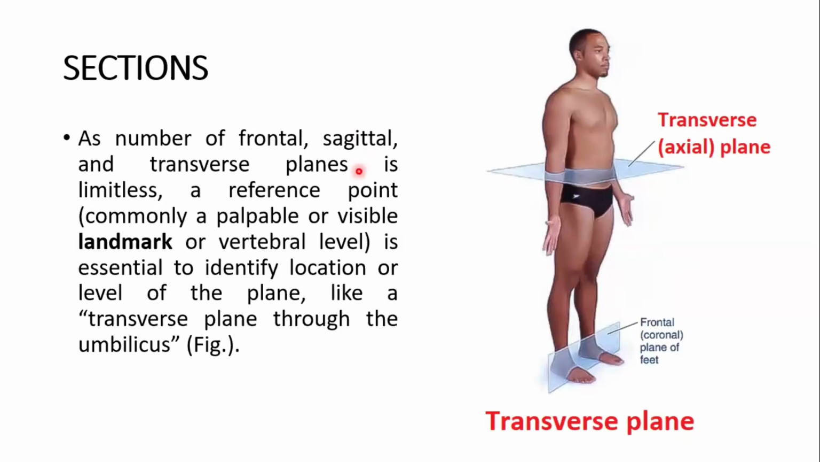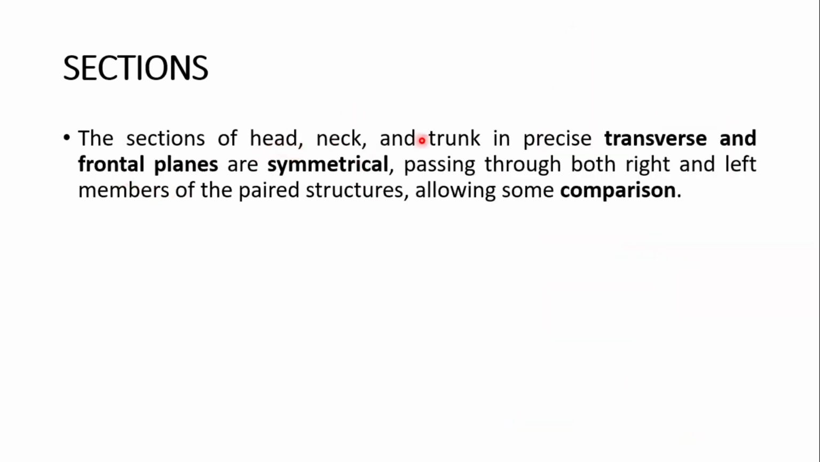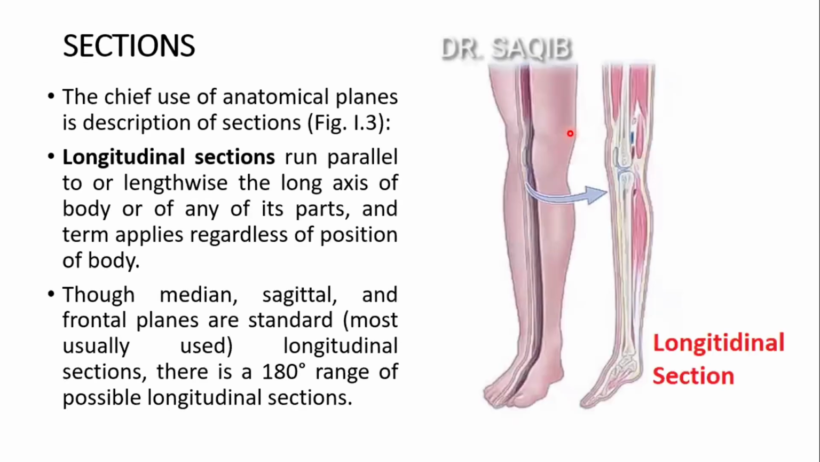The sections of the head, neck, and trunk in precise transverse and frontal planes are symmetrical, passing through both right and left members of the paired structures, allowing some comparison. The sections continue. First of all, the chief use of anatomical planes is description of sections, right? So very important, be it an anatomical section or a radiological section by CT scan, etc. Longitudinal sections run parallel to or lengthwise the long axis of the body or of any of its parts, and the term applies regardless of the position of the body.